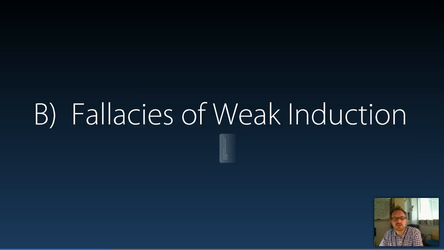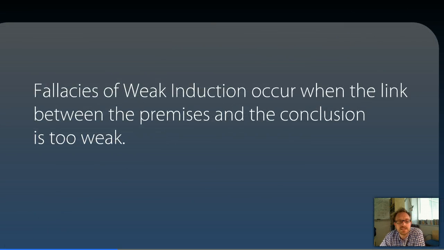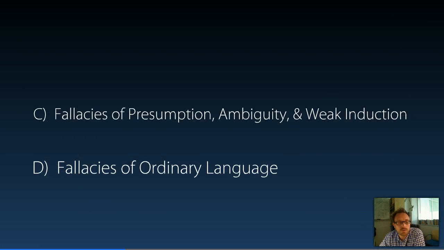There are also fallacies of weak induction. We'll be taking a look at those as well today. And remember, here we're talking specifically about fallacies that occur within inductive reasoning. Remember, inductive reasoning is reasoning by probability. So fallacies of weak induction are fallacies in which the link between the conclusion and the premises is one in which there's a low probability. Again, you'd have to know something about the content of the arguments we're talking about. Fallacies of weak induction occur when the link between the premises and the conclusion is too weak. It's pretty straightforward. In our next set of videos, after this, we'll be looking at the fallacies of presumption, ambiguity, and weak induction, as well as some fallacies of ordinary language.